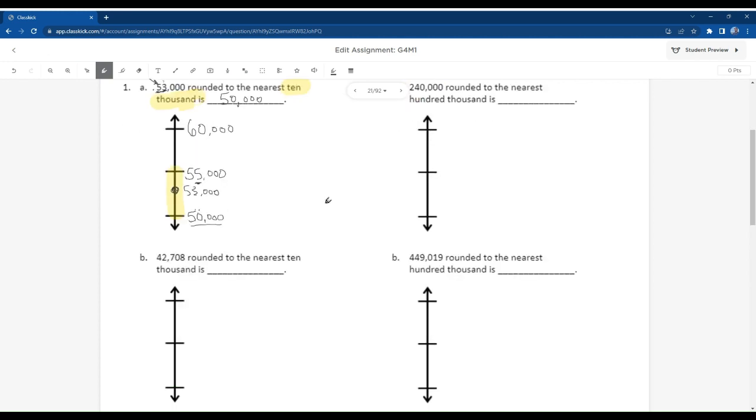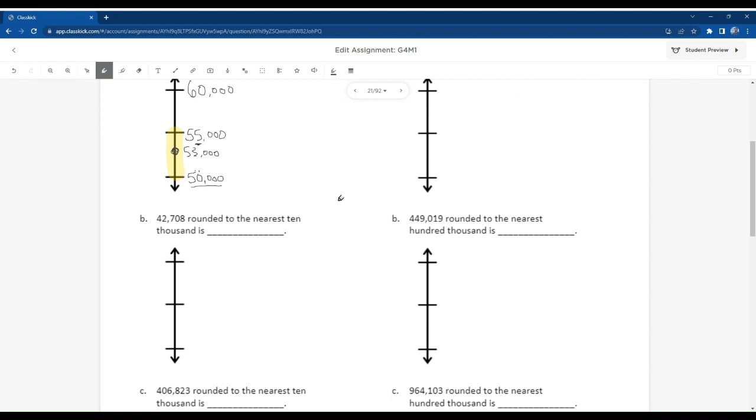I'm going to scroll down and do letter B, where it says 42,708 rounded to the nearest 10,000. So again, we're rounding to that 10,000s place. Which digit is in the 10,000s place? So this 4. So that 4 in the 10,000s, all these other digits are going to change to zeros when I write my low number as 40,000. And then the next 10,000 after that would be 50,000. And halfway between 40,000 and 50,000 is this amount of 10,000s and a 5 in the next smallest place value to make 45,000.